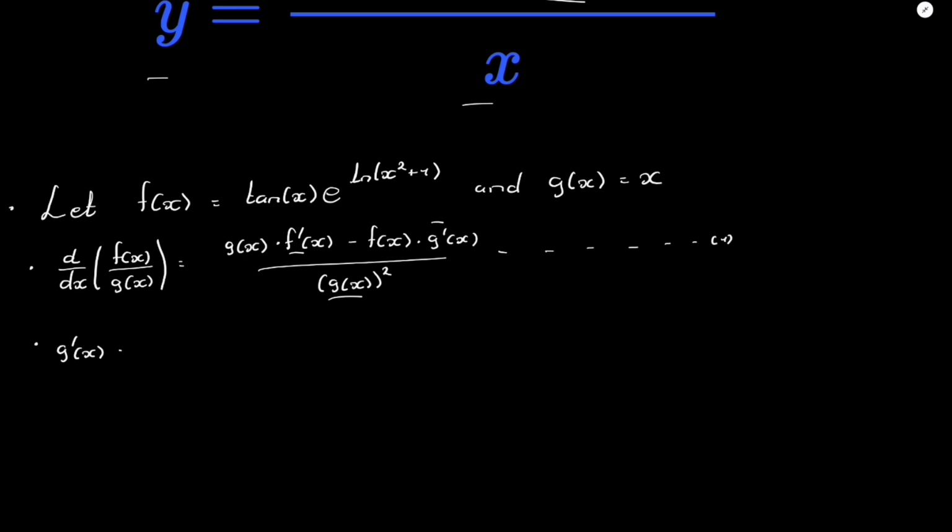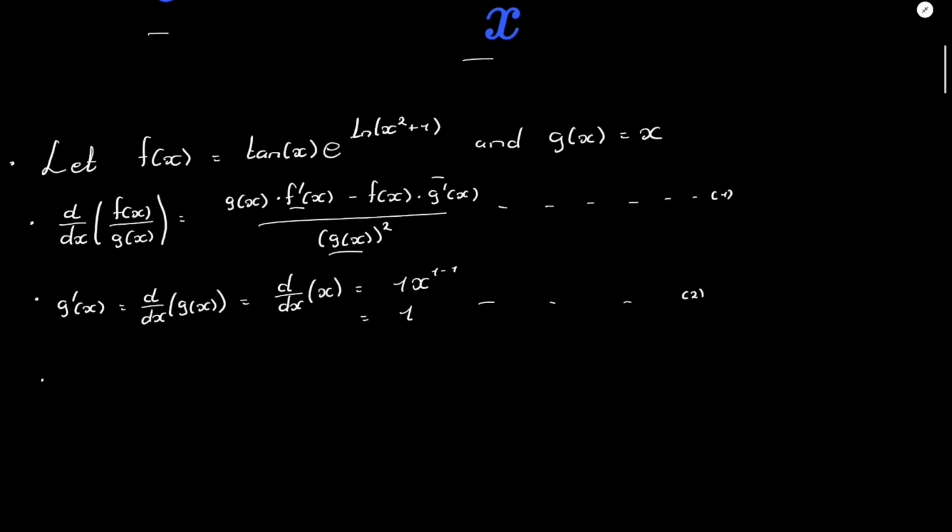So g prime of x, which is equal to the derivative with respect to x of g of x, which is the derivative with respect to x of x, is the function 1x to the power 1 minus 1, which gives us 1. We call this equation 2. Let's move on to our next function, g of x squared. So g of x all squared is equal to, what is g of x? x, all squared, which gives us x squared. Equation 3.